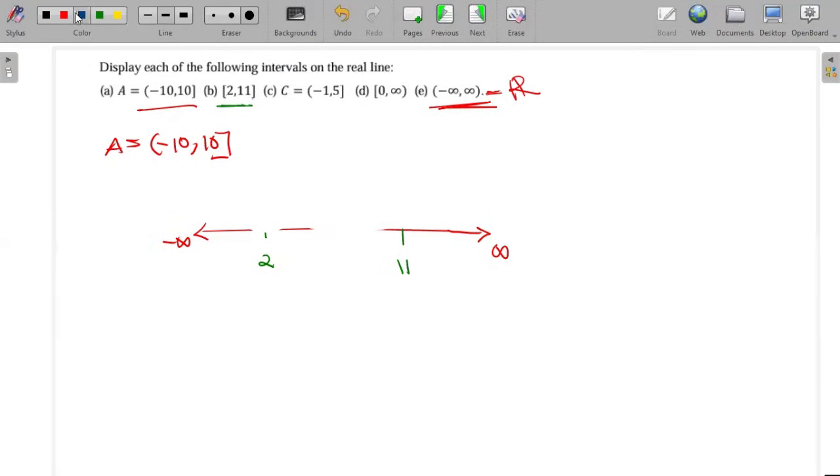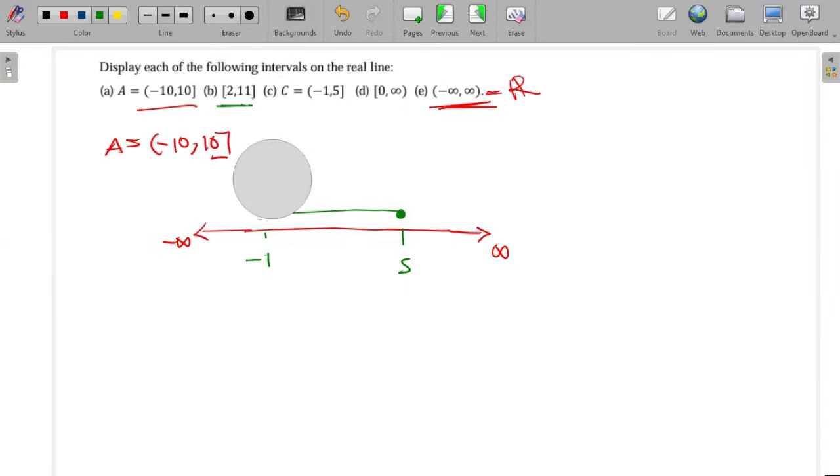So the next one, let's fix this here. You just have -1 here, and I say 5 there. Here it's open, and at 5 it's closed, like that. Okay, just easy like that.